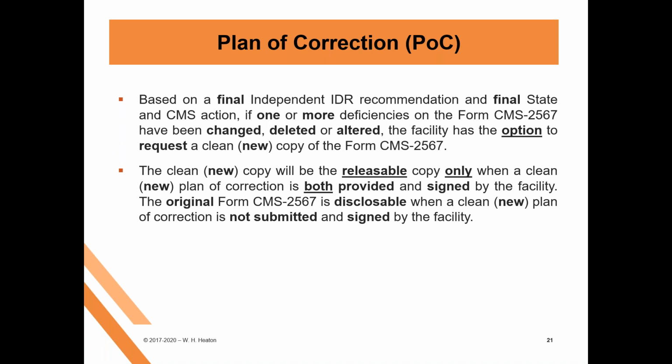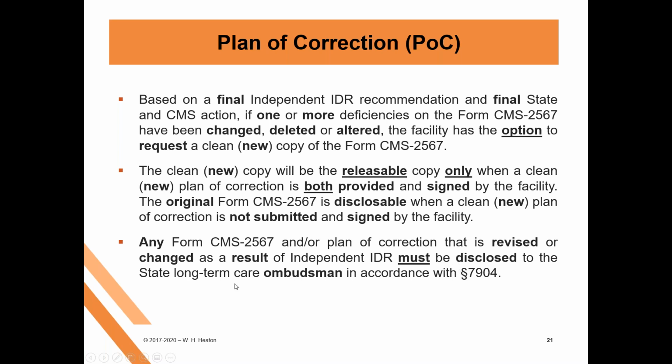What CMS does is, on the survey process, they post all of the deficiencies on the 2567 that they send to you to the Aspen system. If you file an independent IDR process or IDR process, it goes into an informal dispute resolution database. That information is recorded. If you didn't submit or you didn't correct the plan of correction, then the original information that they uploaded to Aspen is uploaded to CASPER, which is then posted on Nursing Home Compare. So be sure you check that. That is so critical. And any form or plan of correction that's revised or changed as a result of the IDR must be disclosed to the long-term care ombudsman.